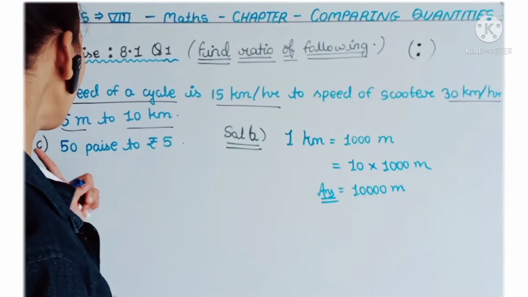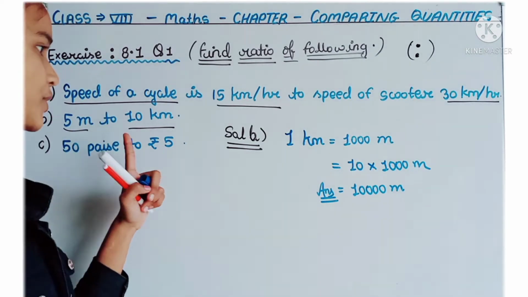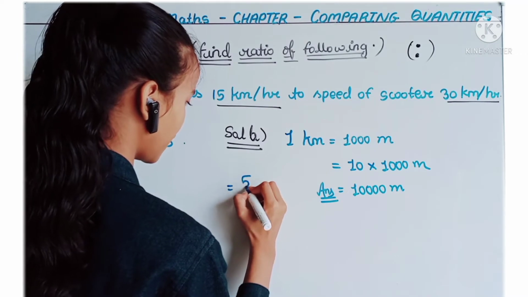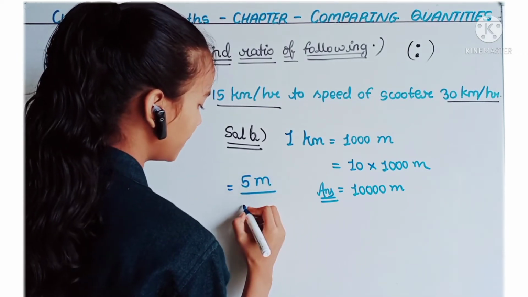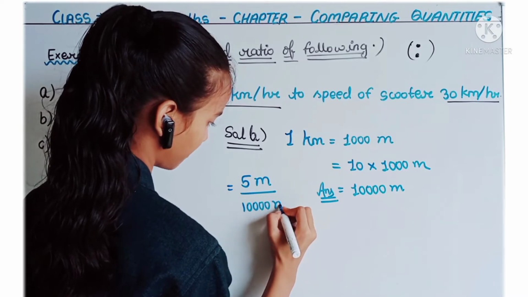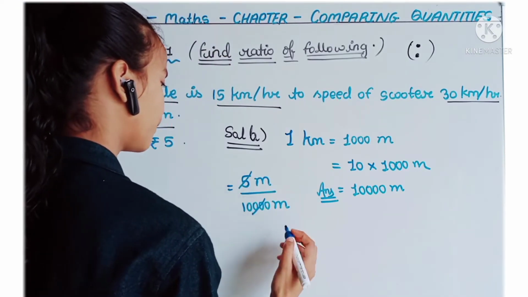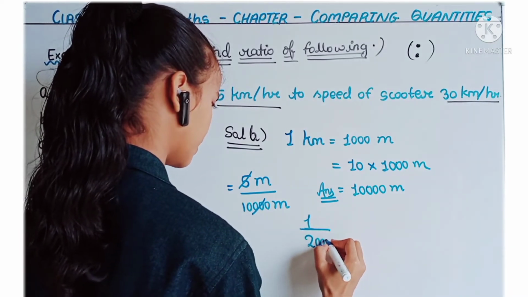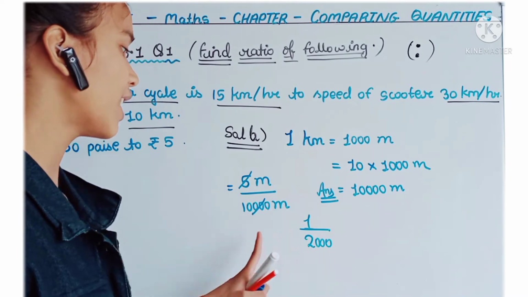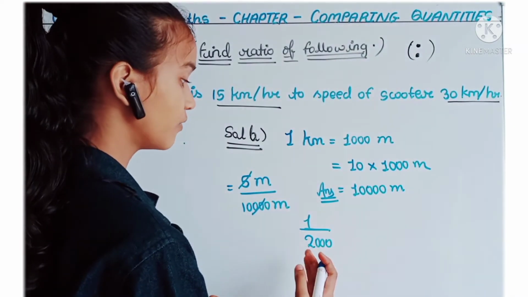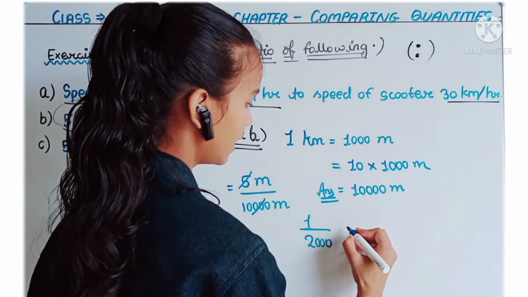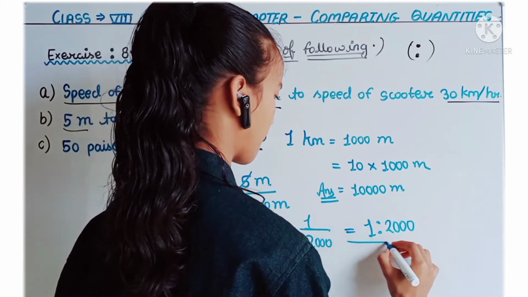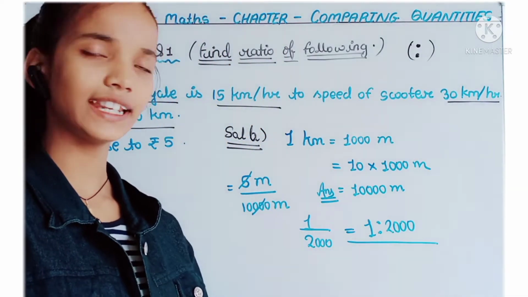Now we have the situation 5 meters to 10,000 meters. We take them in fractional form as we did in the previous question: 5 meter upon 10,000 meters, divided by 5. 5 ones are 5, upon 5 twos are 10, and 2000. We get 1 upon 2000. Now we can't solve it further. The solution of this fractional form stops here. Then we write it as the ratio 1:2000.